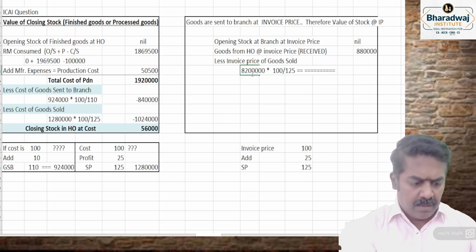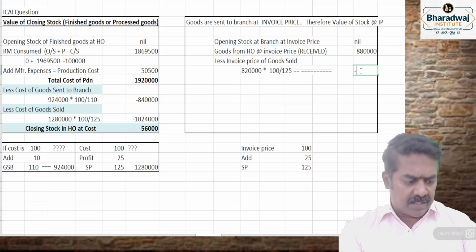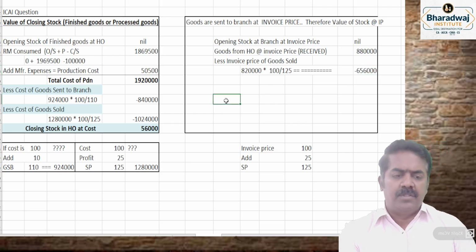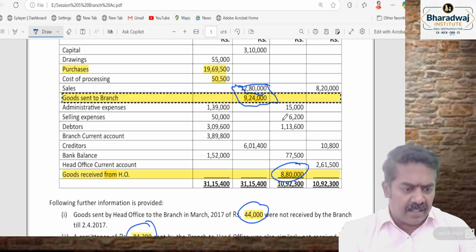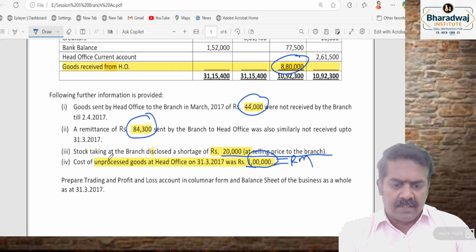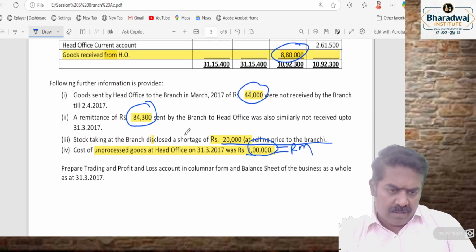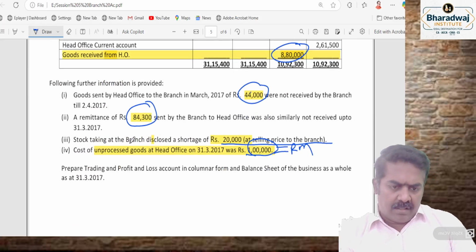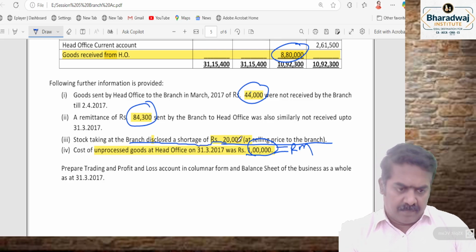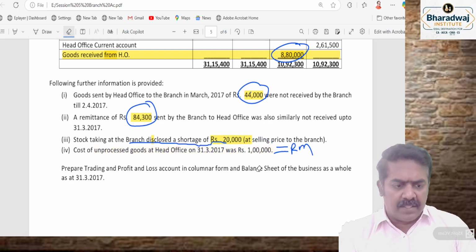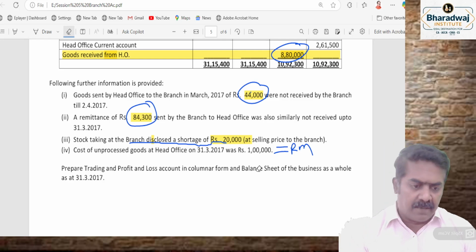8,20,000 into 100 by 125, that is 6 lakhs 56,000. Normally we should get closing stock, but there is one more data given. Look at this. What is the data given? There is a loss of stock of 20,000. At what price? At selling price given.